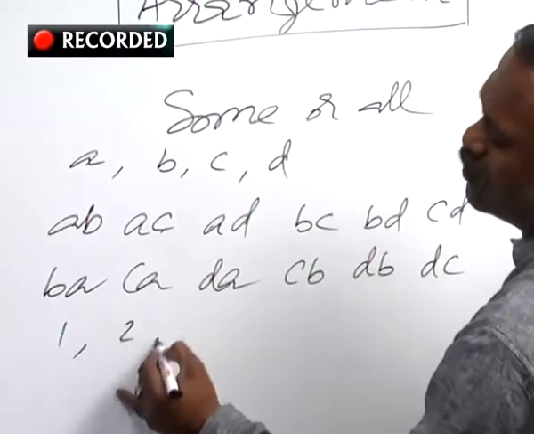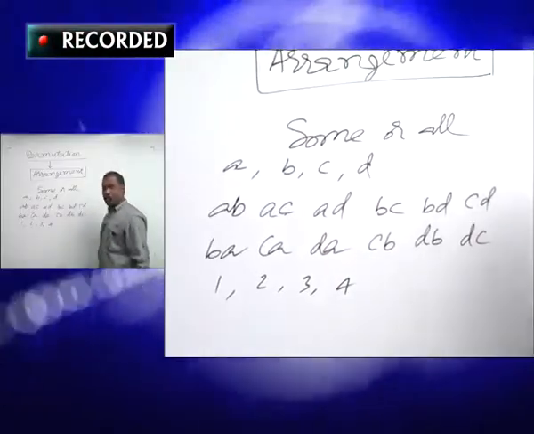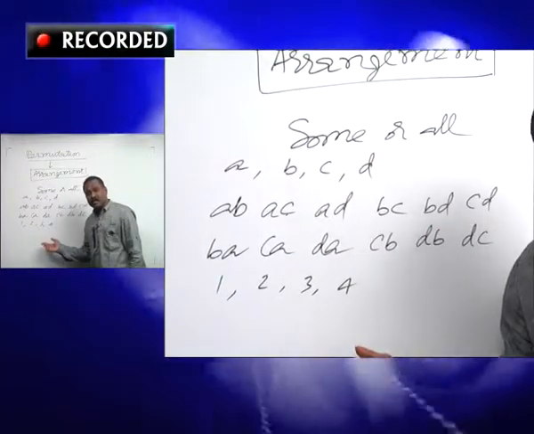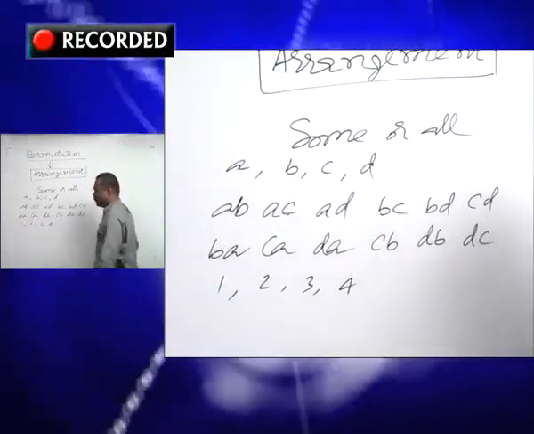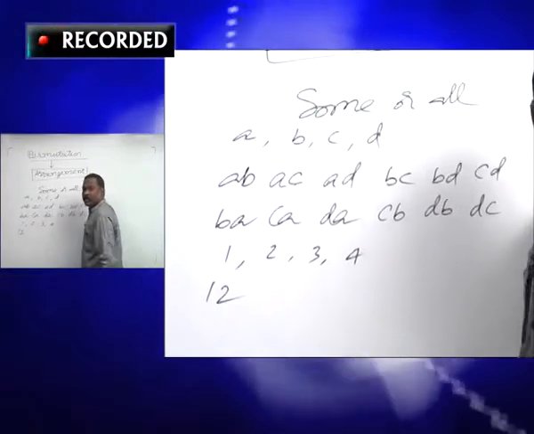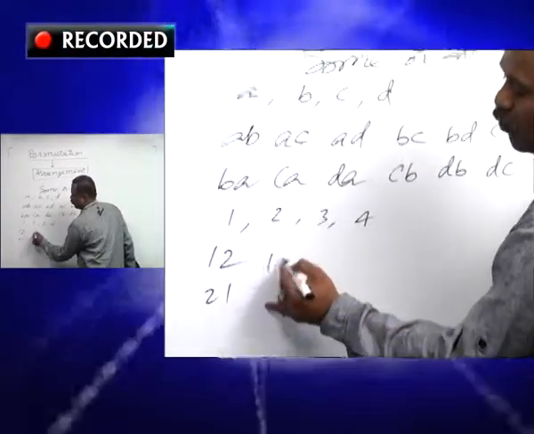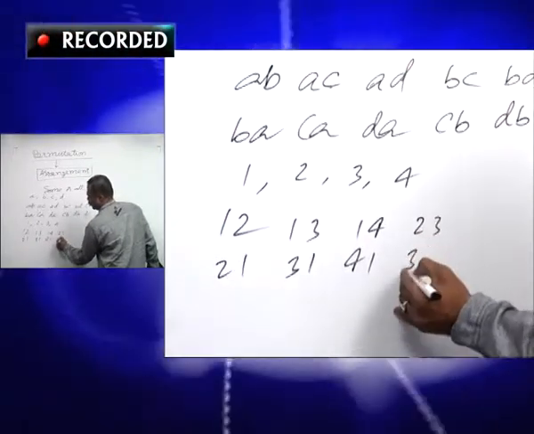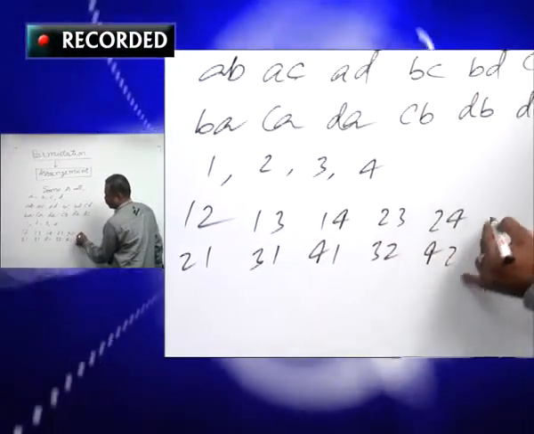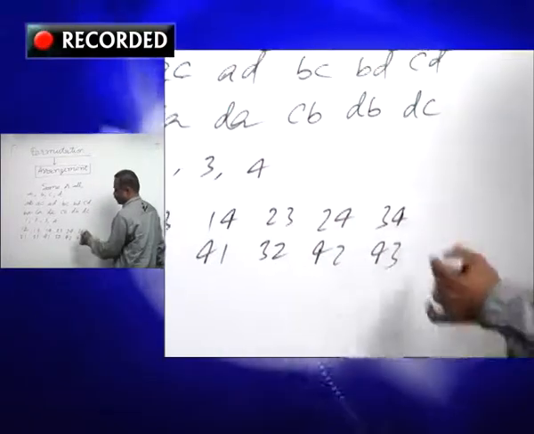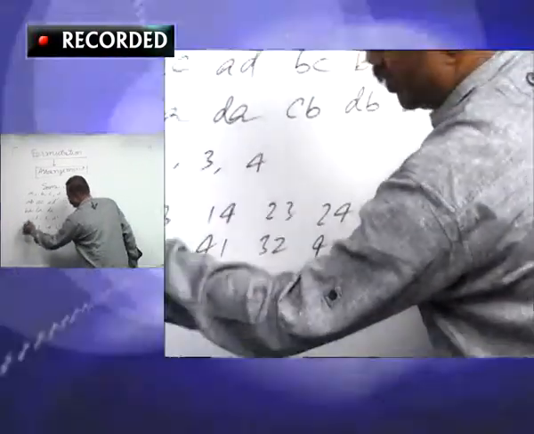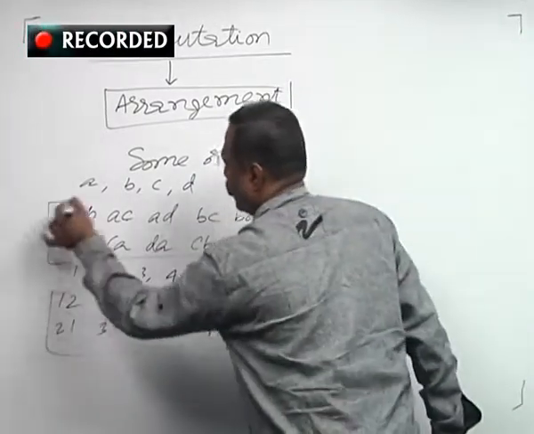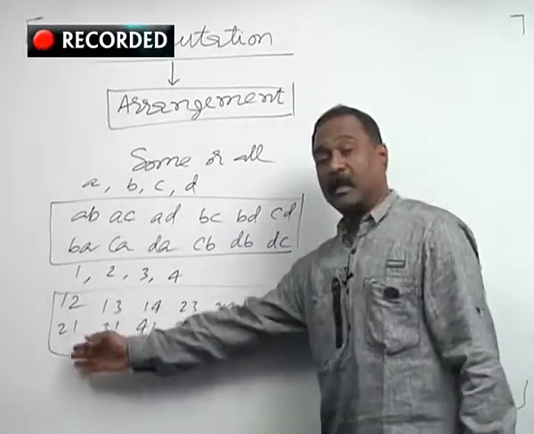Similarly, take 1, 2, 3, 4. How many two-digit numbers can be formed using 1, 2, 3, 4? You can understand it is 12, 21, 13, 31, 14, 41, 23, 32, 24, 42, 34, 43, like this. So you can see the different number of arrangements that can be done.